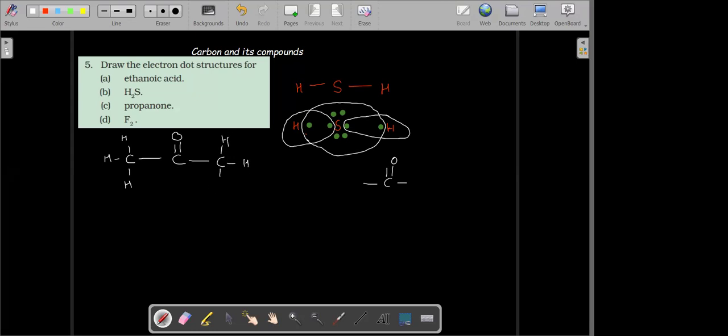Now to obtain the electron dot structure for this, you will first replace all the bonds with electrons. Every bond will be replaced with 2 electrons. And then after that, check the valence electrons for each element. If they are all there, it's good. If they are not there, complete their valence electrons.